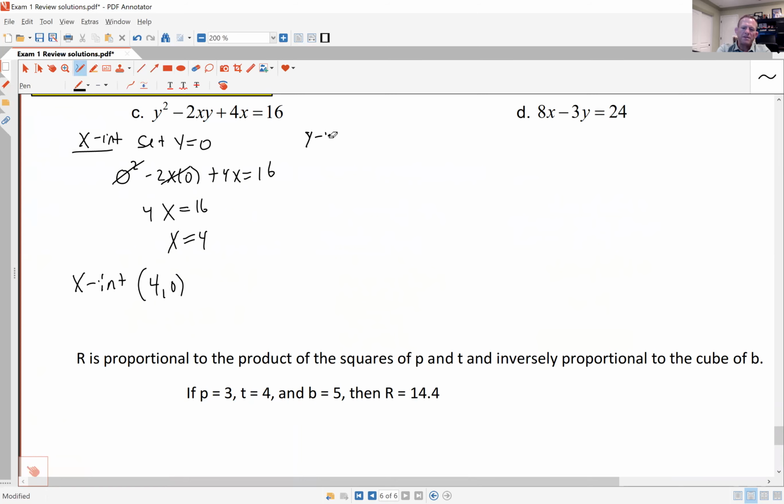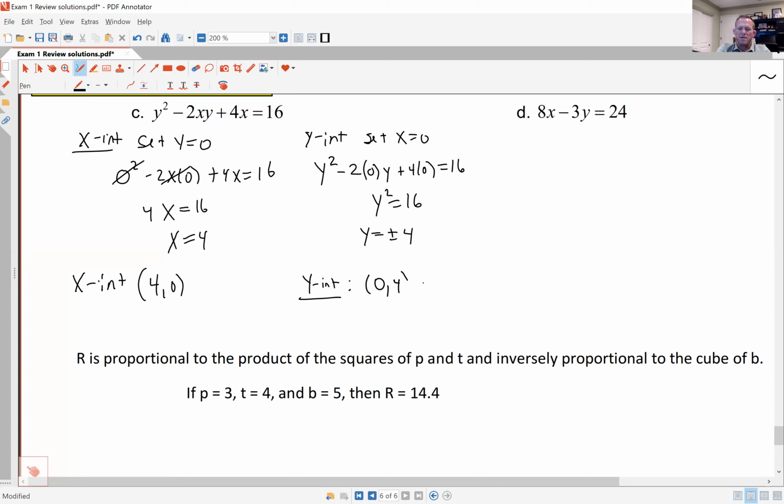The y-intercept, we set x equal to 0, and I get y squared minus 2x, sorry, x is going to be 0 this time, times y plus 4 times 0 equals 16, or just y squared is 16, y is plus or minus 4. So our y-intercepts are 0, 4, and 0, negative 4.